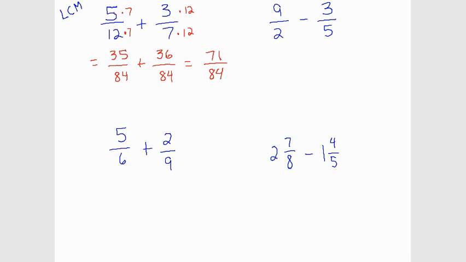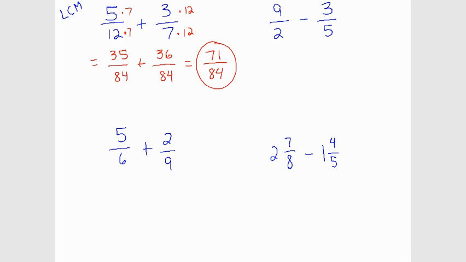Now, let's look to see if we can reduce this. I know that 71 is a prime number, and that 84 is not, so it's also not a multiple of 71. So their greatest common divisor is 1, which means I can't reduce this. I'm going to leave it as is.